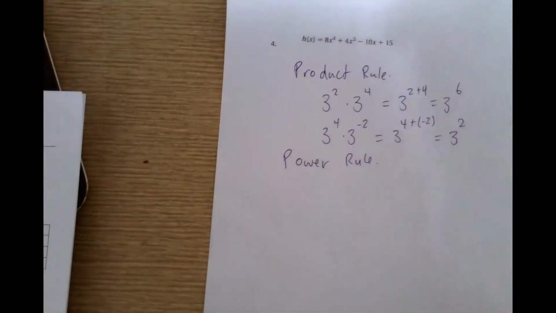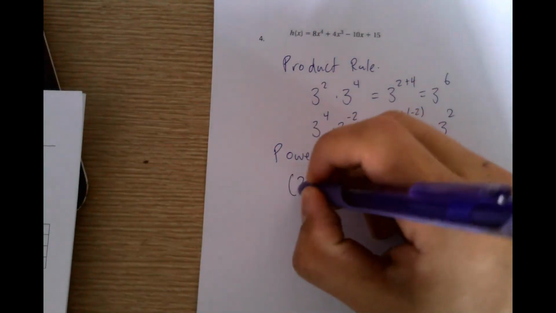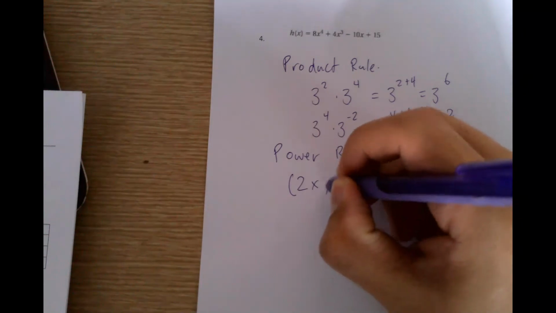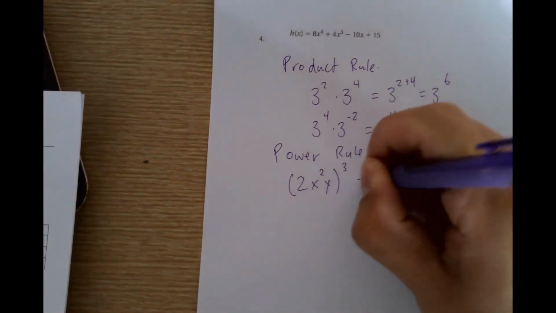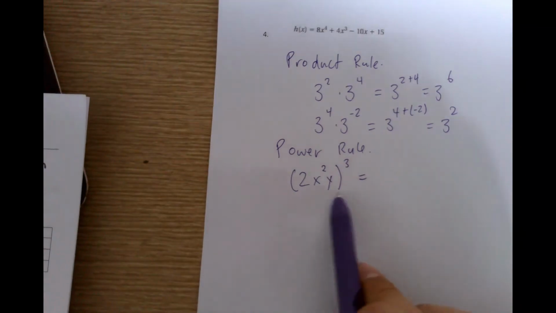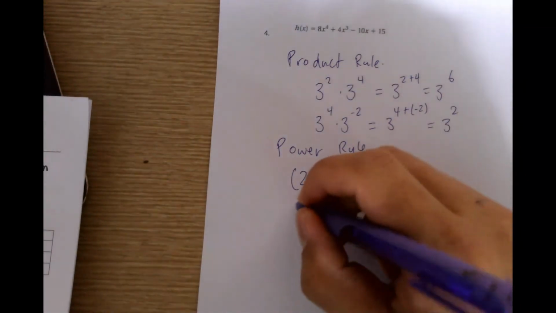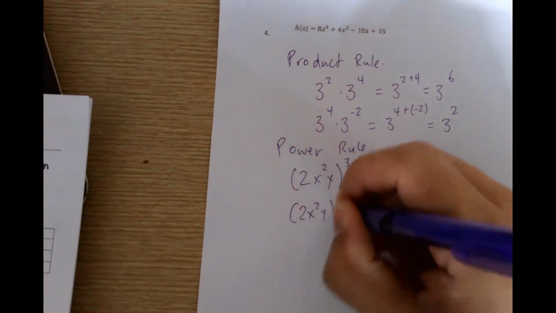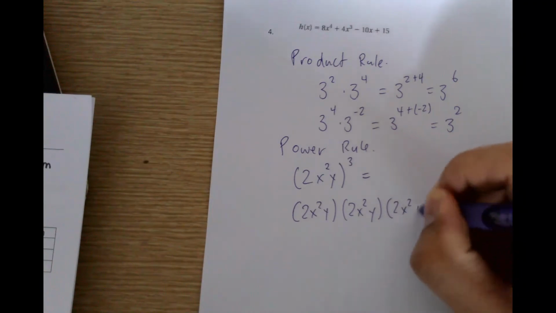So I see a lot of people making this mistake, so I'm going to go ahead and write 2x squared y, and this is being raised to the third power. For the power rule, you have to expand this 3 times, right? So technically you would have 2x squared y times 2x squared y times 2x squared y, right?